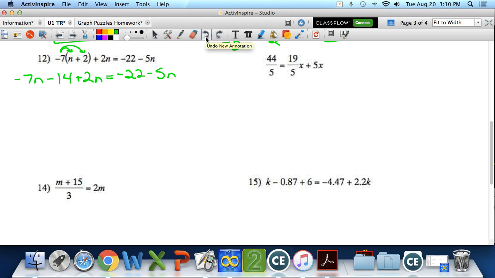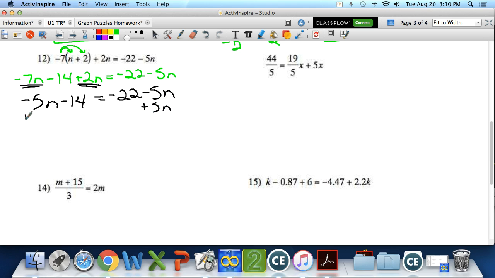And that's going to continue forward because on the left side, we have some work to do again. We've got some like terms here. That negative 7n plus 2n is going to combine to be a negative 5n minus 14 equals negative 22 minus 5n. Okay, let's start moving some variables around. We got to get the variables together. I'm going to add 5n to both sides. These are going to cancel like I wanted them to.